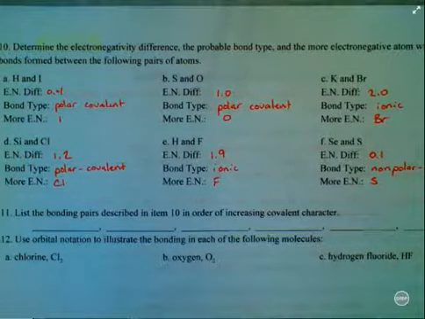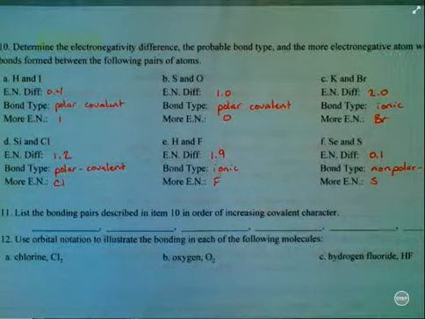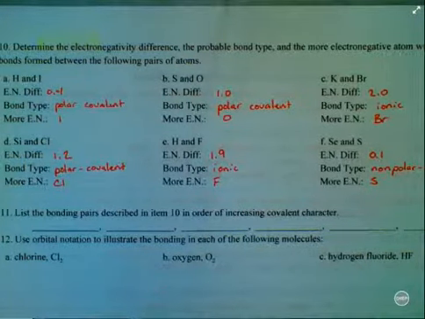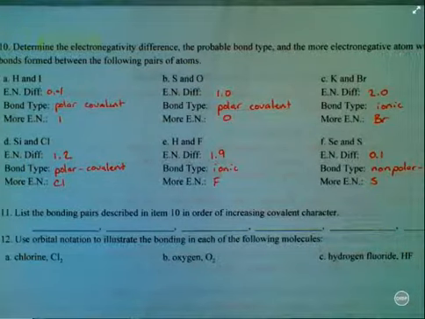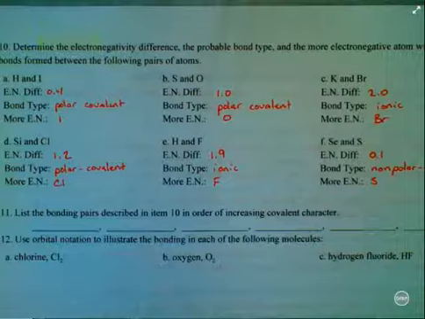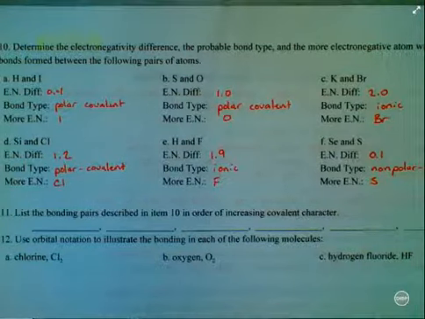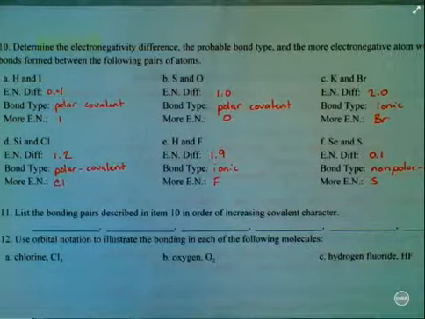So A, hydrogen and iodine: electronegativity difference calculated comes out to 0.4. That puts it squarely in the polar covalent category. Anything from 0.4 all the way up to 1.7 is going to be polar covalent. The more electronegative element here is iodine. B, sulfur and oxygen. Electronegativity difference comes in at 1.0. That is nice and neatly in the polar covalent category. The more electronegative element between the two is oxygen.